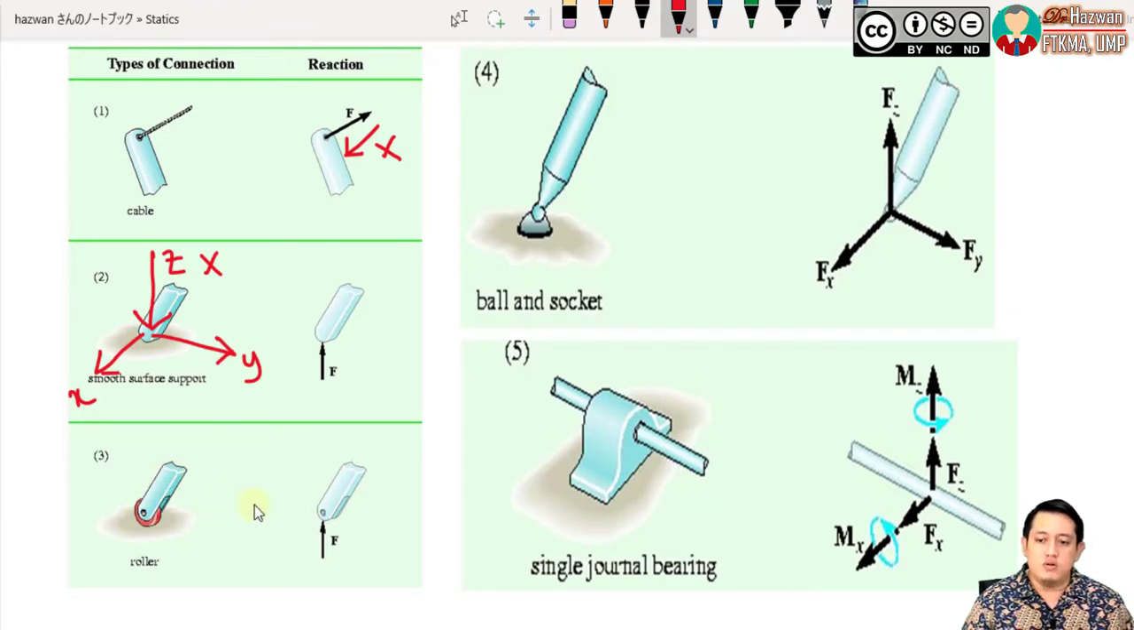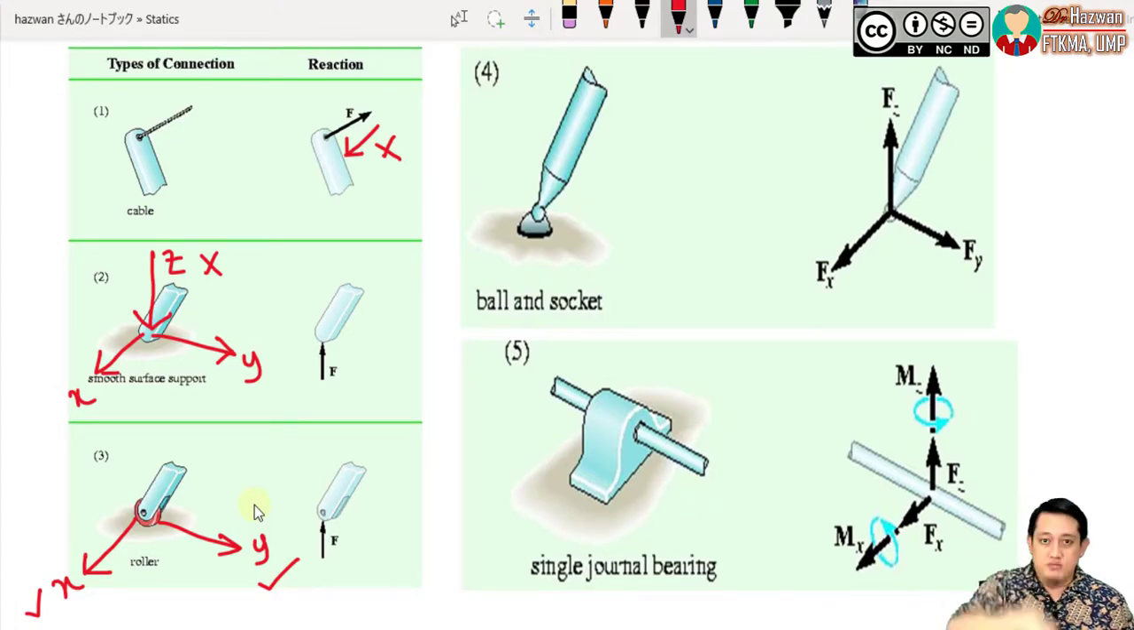A roller can also move freely in the X direction. Can it move in the Y direction? Yes, it can. X and Y it can move freely, but the roller still cannot be pushed downwards. Z direction, it cannot. That is why we have a reaction force pointing upwards in the Z direction.